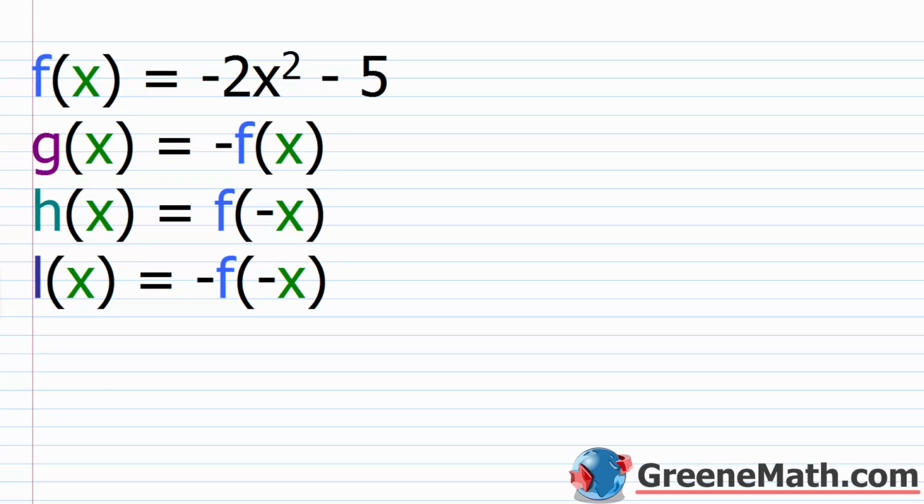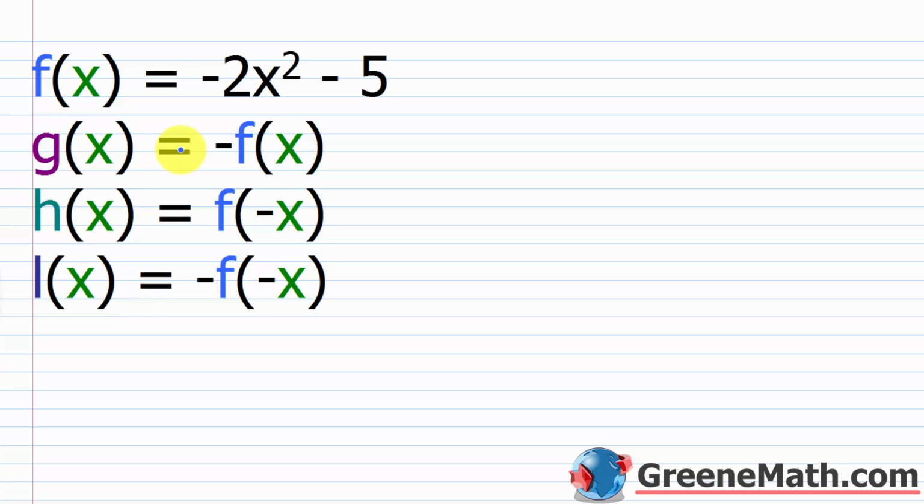All right, let's look at something really quickly that you might see as a practice question, or you might get this on your test. Suppose that f of x is defined as negative 2x squared minus 5, and then you're given g of x, h of x, and L of x. So you have to figure out what they are.